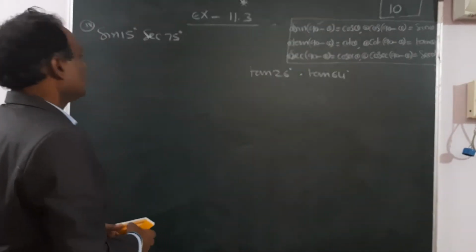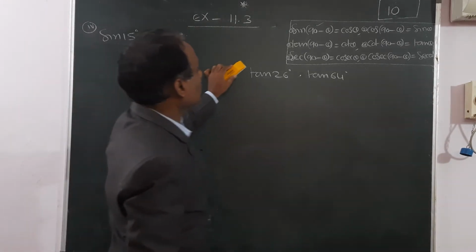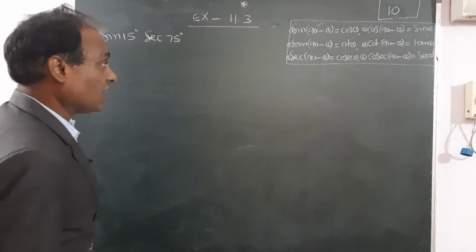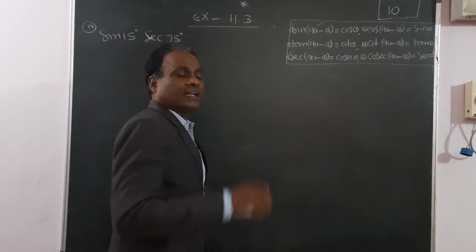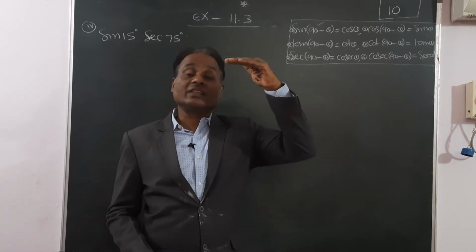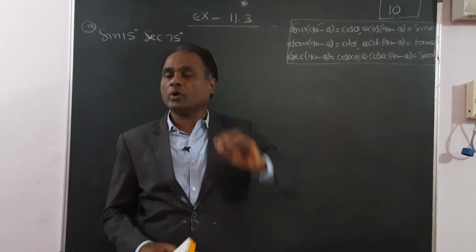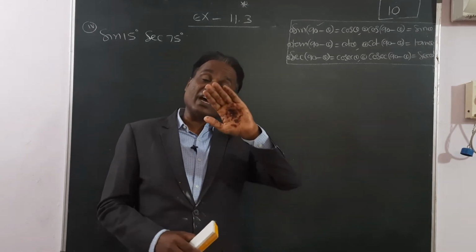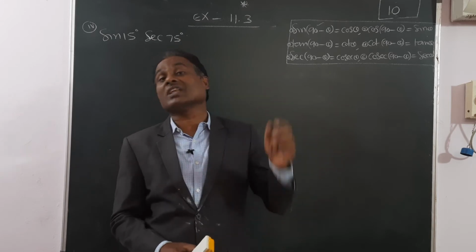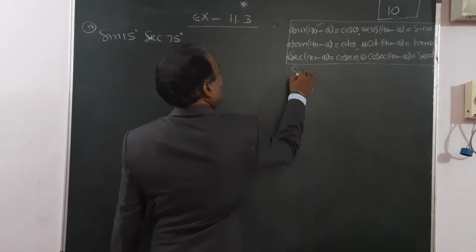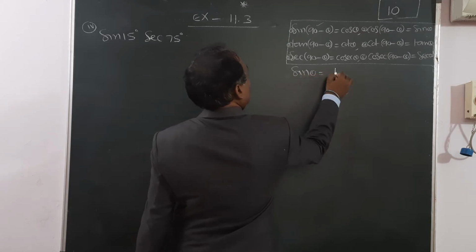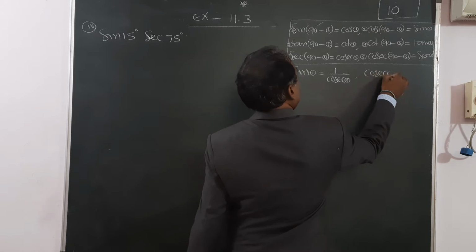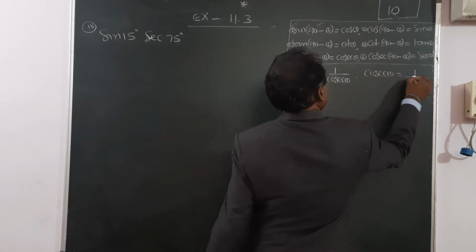Before we solve this, I will remind you of the starting formulas once again. Sin theta definition is opposite by hypotenuse. Cosecant theta definition is hypotenuse by opposite. That means both are reciprocal. So sin theta is equal to 1 by cosecant theta. Cosecant theta is equal to 1 by sin theta.